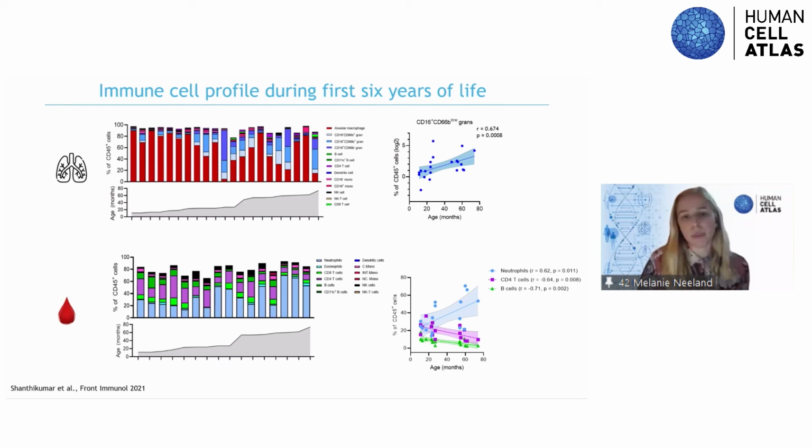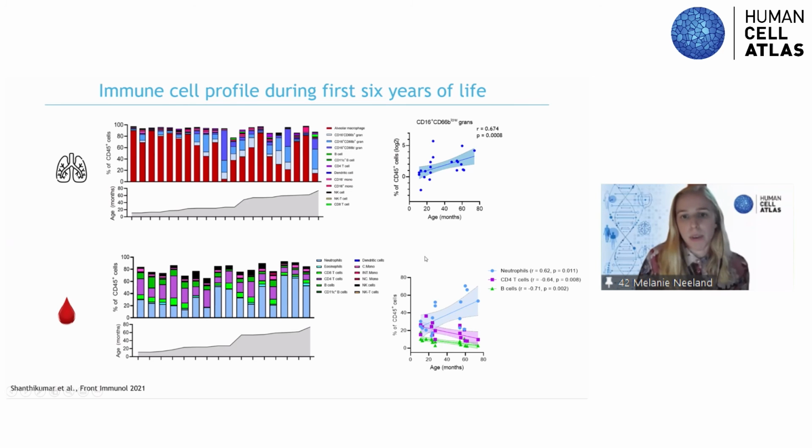As we also collect samples throughout the first 6 years of life, we wanted to see if there were any differences in the immune cell profile between our early life samples, so our infants and preschoolers, compared to our older children, so from 1 to 6 years of age. What we've actually been able to show is positive correlations between CD66B low granulocytes in the BAL in children with CF and age. We also looked at this in the blood and showed that neutrophils increase with age in children with CF. However, CD4 T cells and B cells decrease with age.